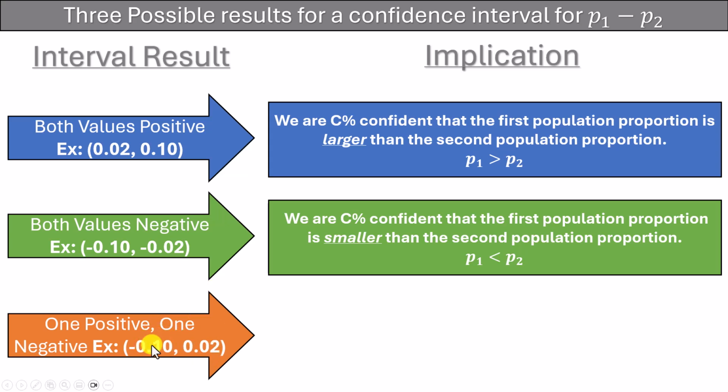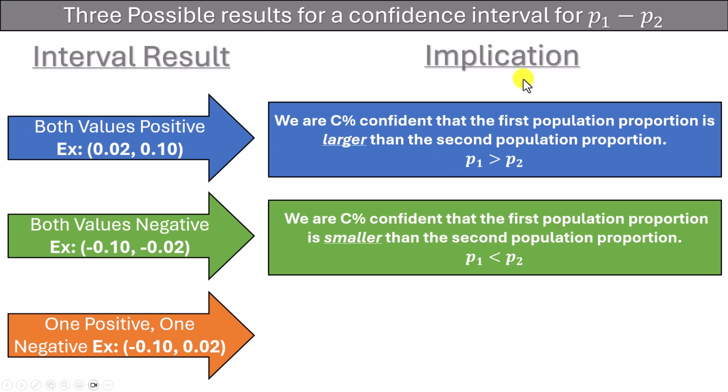Or you could have the case where you have one positive and one negative. That means you are crossing over zero in your confidence interval. So if you're going from negative to positive, that means the number zero is in there somewhere. And think about what the number zero would mean. Well, the only way to subtract two numbers and get zero would be if those two numbers are the same, right? And zero is a possible result inside this interval.